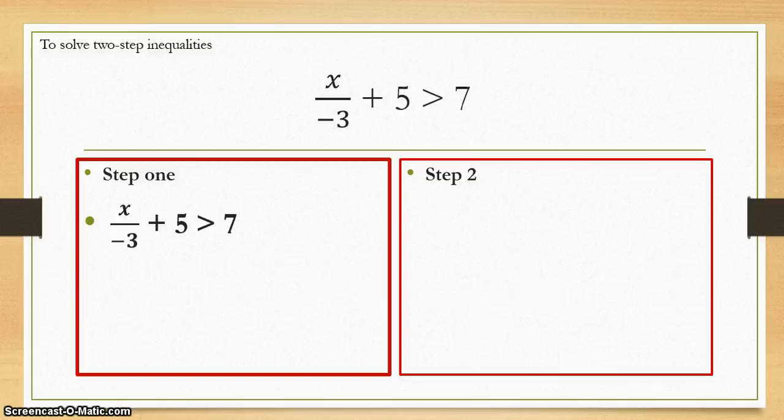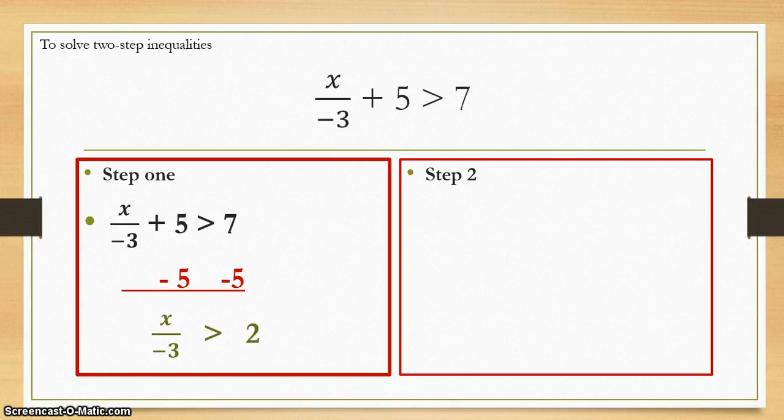Our next inequality is x divided by negative 3 plus 5 greater than 7. Step 1, remember, is to add or subtract the opposite. Since 5 is being added, we will now add a negative 5 to both sides. We will have x divided by negative 3 greater than 2.